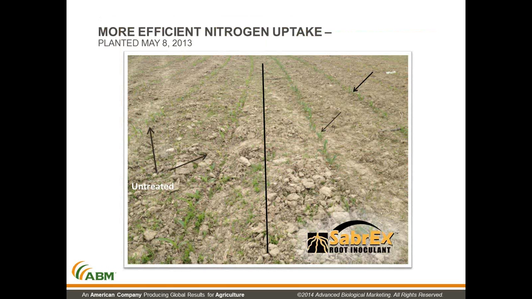In this photograph here, on the right-hand side, you can see it was treated with Sabrex. On the left-hand side, it was untreated, same hybrid. At this early growth stage, about the 2-leaf stage, we can already see the plants on the right-hand side tapping into the nutrients and the nitrogen, because you can see that the side on the right is a greener corn than what's on the left-hand side.